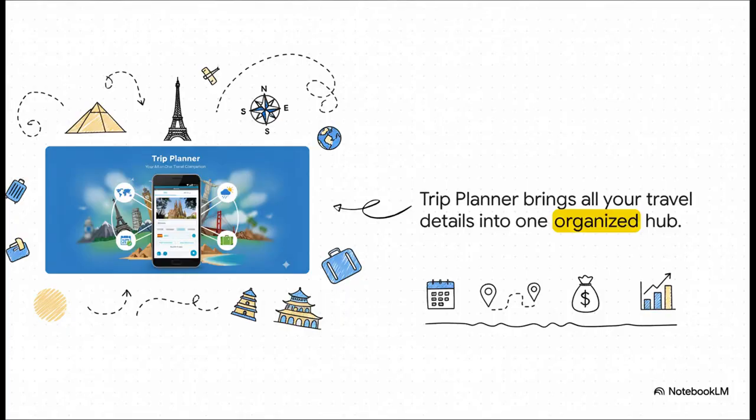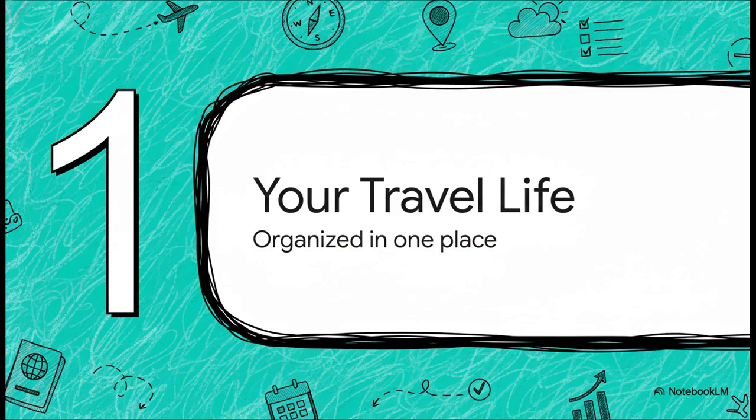Well, that's where this app, Trip Planner, comes in. The whole point is to be the one single spot for your entire trip. It's built to pull everything together, flights, hotels, sightseeing, budgets, you name it, all into one clean, easy-to-use place. So let's kick things off with the big picture. How does this thing actually help organize your entire travel life?